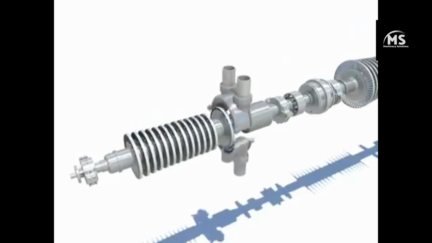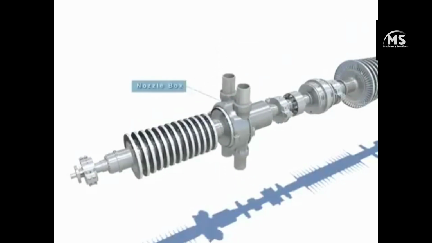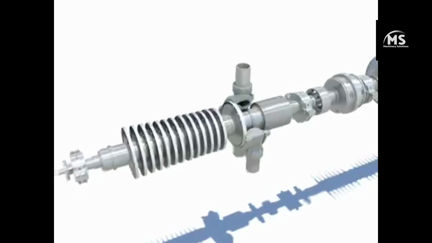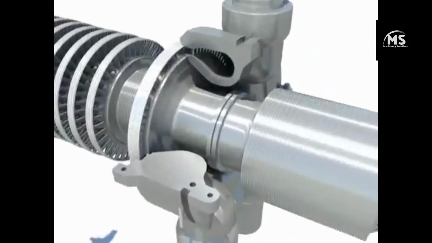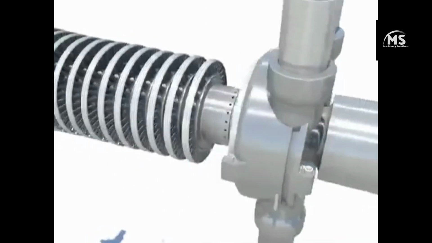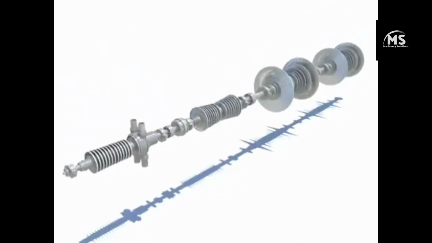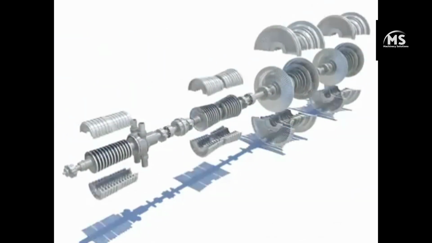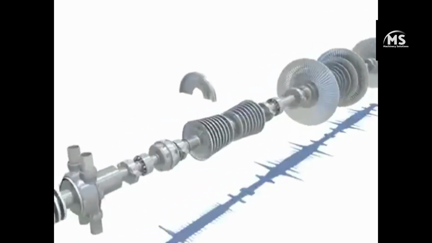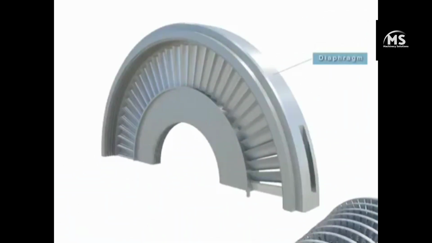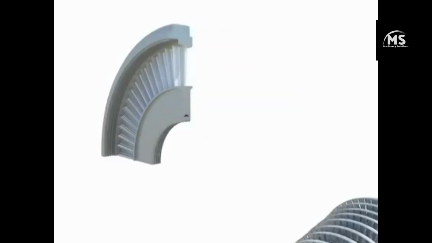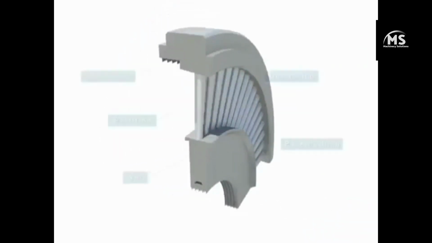The nozzle box changes high temperature and high pressure steam heat energy from the boiler into kinetic energy and controls the designed amount of steam to pass. The diaphragm changes thermal energy of steam into kinetic energy. The diaphragm consists of the partition, outer ring, web, spill strip, and packing ring.